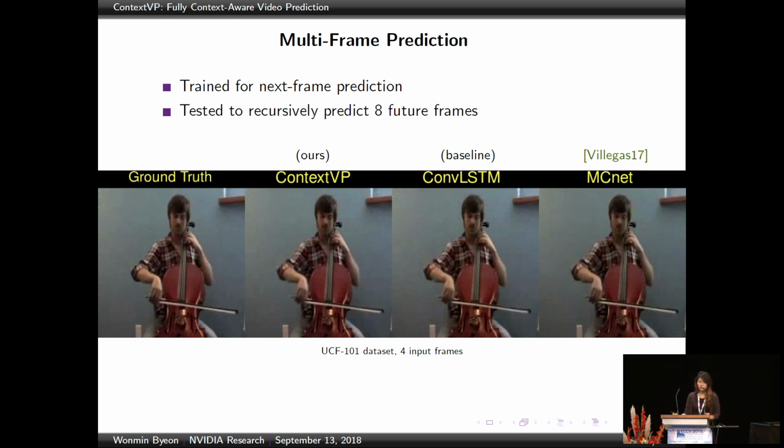As you can see, the baseline has some deformation on the bow, and the MCNet has a slight artifact on the elbow of the guy. And ours can capture much better motions than the other two.